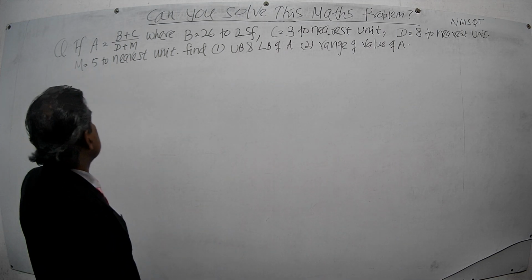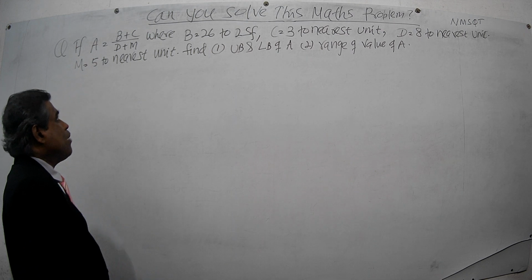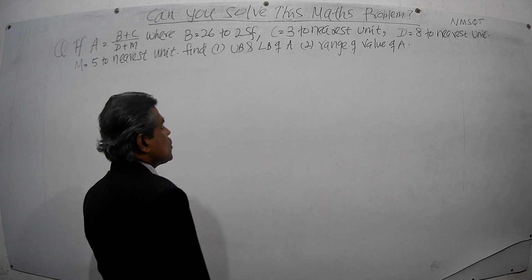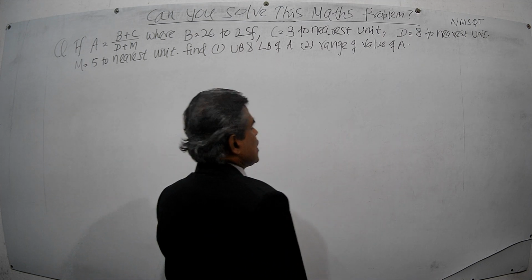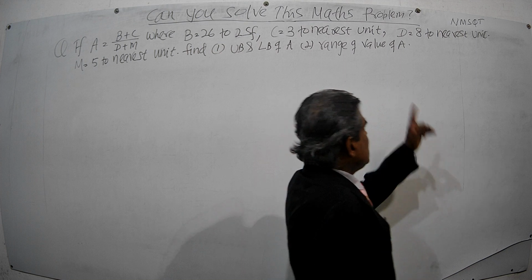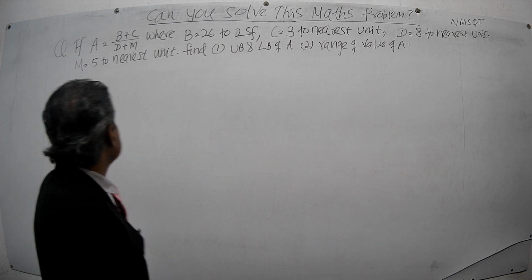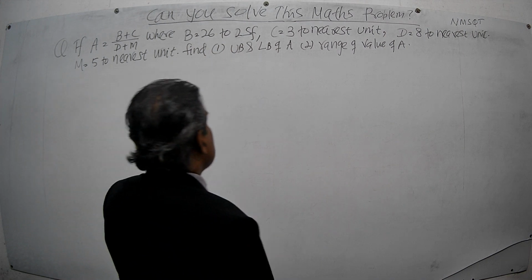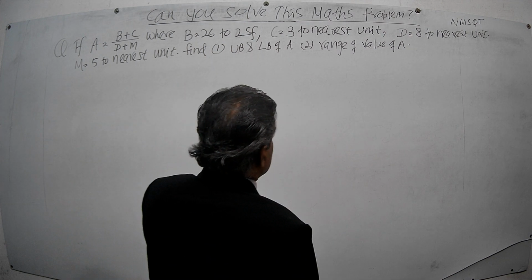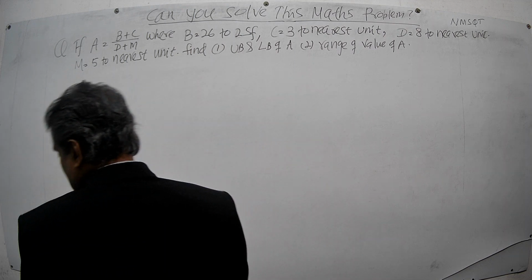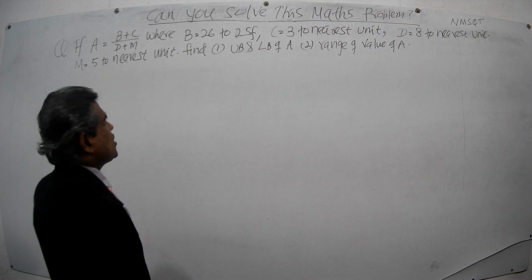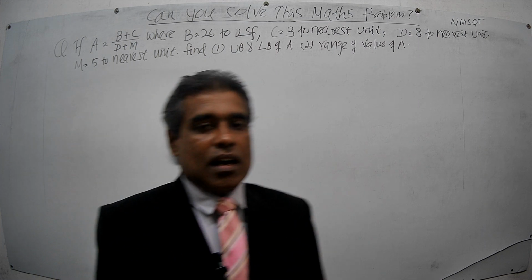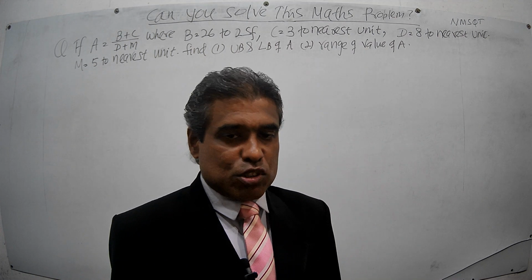If A equals (B plus C) over (D plus M), where B equals 26 to 2 significant figures, C equals 3 to the nearest unit, D equals 8 to the nearest unit, and M equals 5 to the nearest unit. Find, first part, the upper bound and lower bound of A, second part, the range of values of A. That is a question in the same vein as most of the other questions that we have discussed up to now, right?